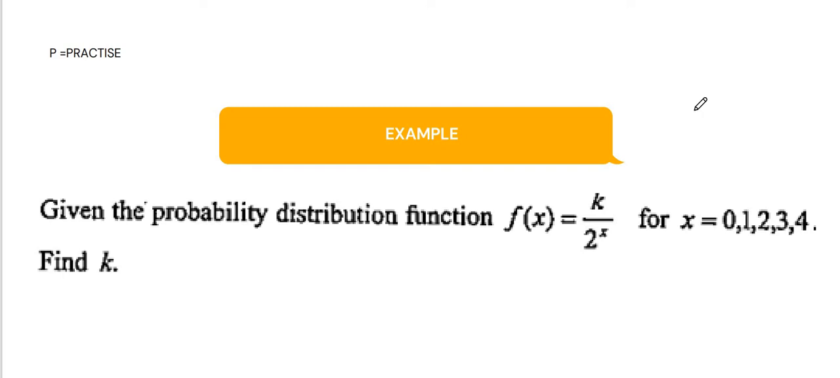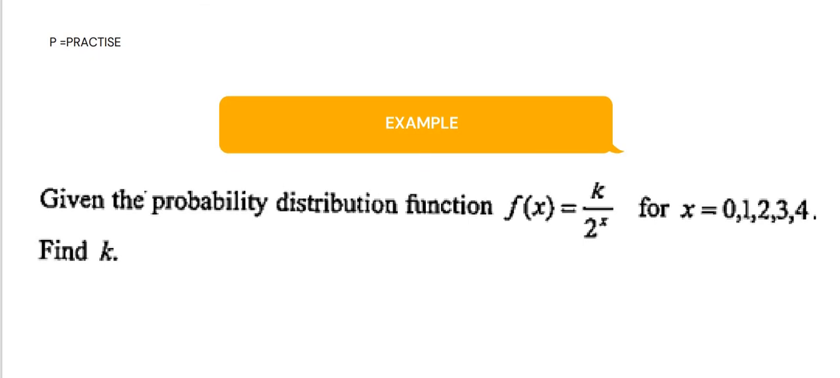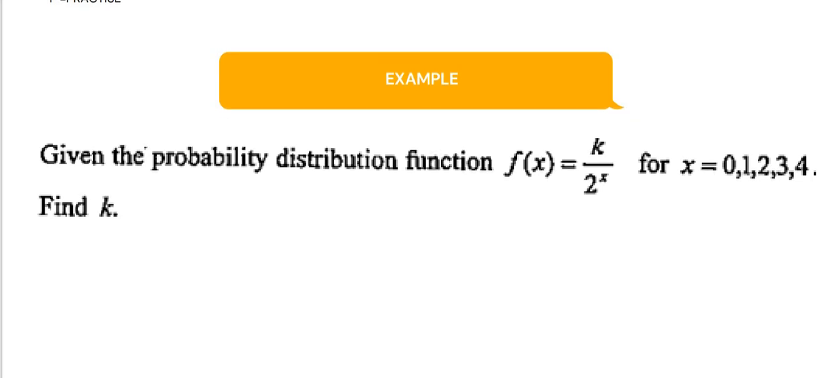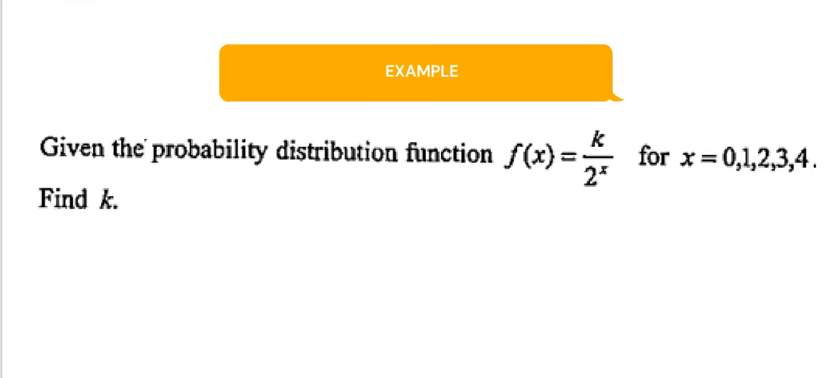Hi class, in this video I will show you the example. We will start with the example of the PDF. Given the probability distribution function f(x) equal to k over 2 power of x, for x equal to 0, 1, 2, 3, 4. The question asks you to find k.